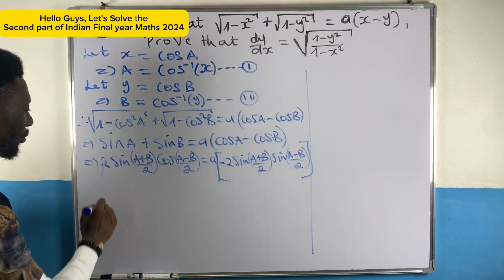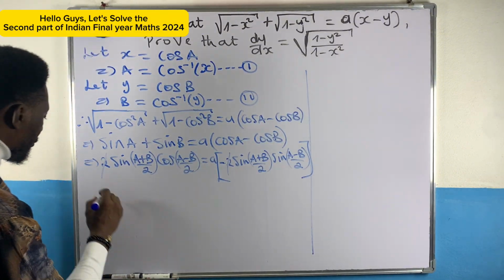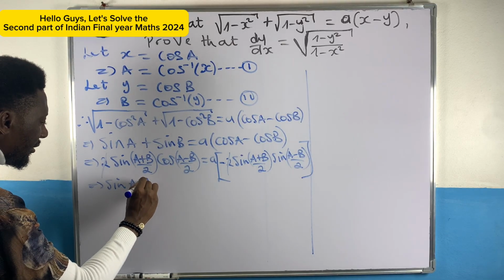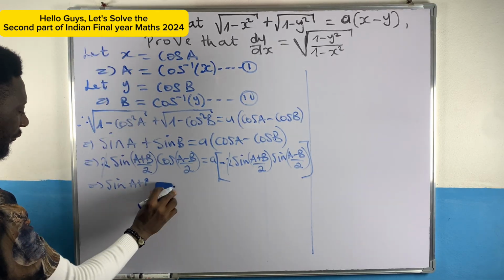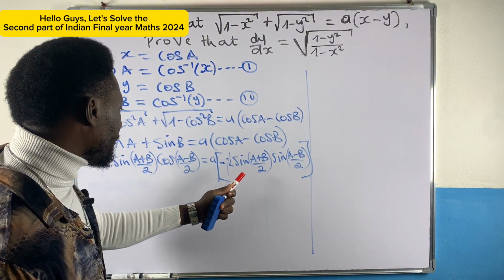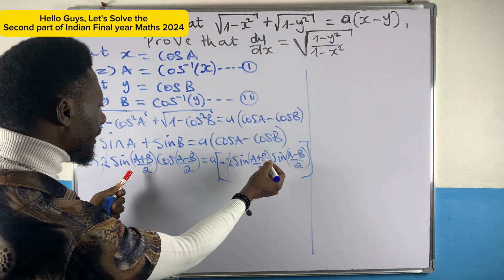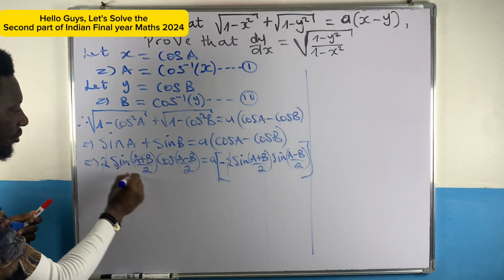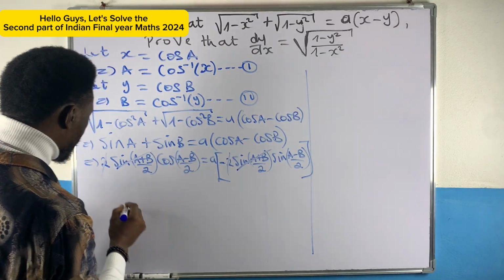Now if you look, the 2 can cancel here, so that now I have sine (A plus B). If you even look at it right from here, we can also see that sine (A plus B) on 2 and sine (A plus B) on 2 can cancel here and cancel here.